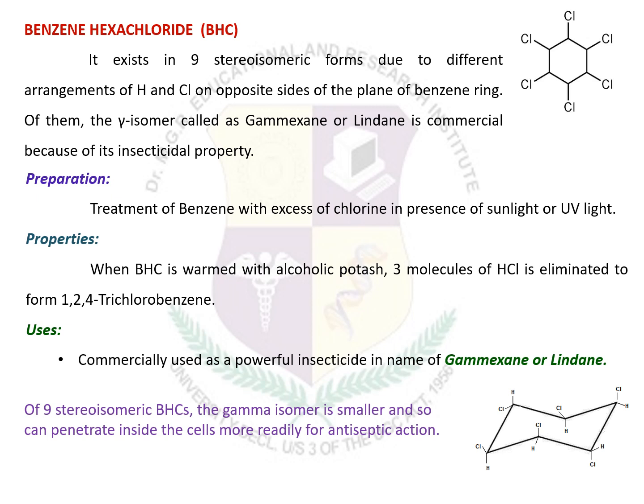The use is, as said earlier, it is commercially used as a powerful insecticide in the name of gamaxane or lindane. Of 9 stereoisomeric BHCs, the gamma isomer is comparatively very small, and so it can penetrate inside the cells more readily for antiseptic action. The structure of gamaxane is also given here in the chair form.